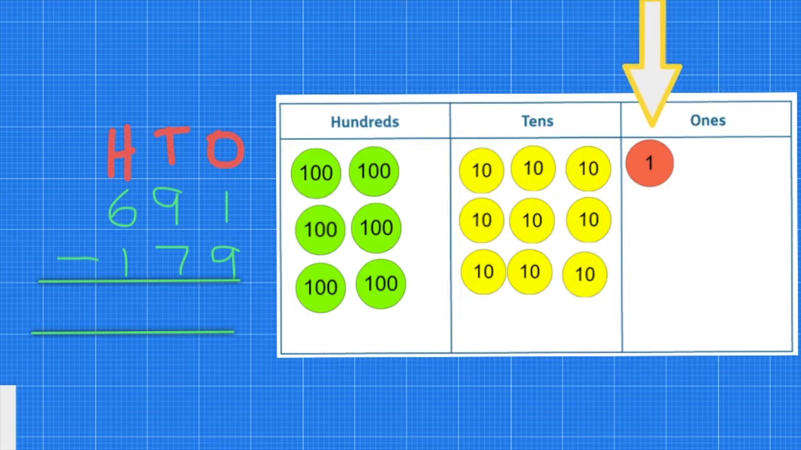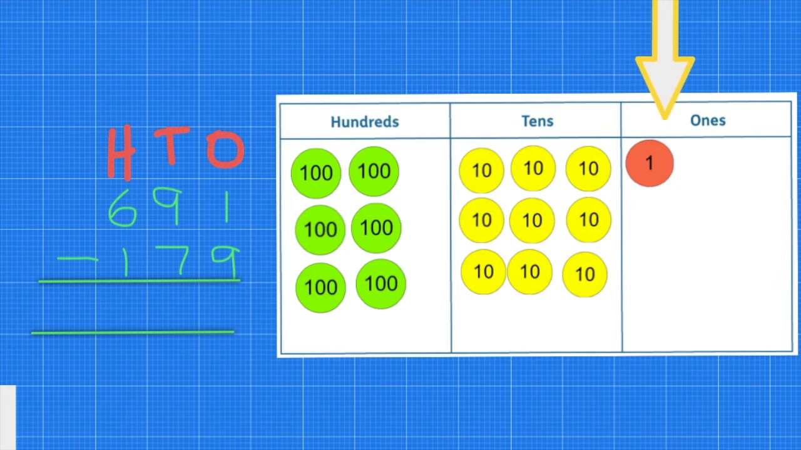Whoa, hang on. I've only got 1. How can I take away 9 from this? Oh, I'm going to need to do some redistributing. So I'm going to have to move something from my tens into my ones so that I have enough. Now this is where I need to be careful that I don't make a mistake.